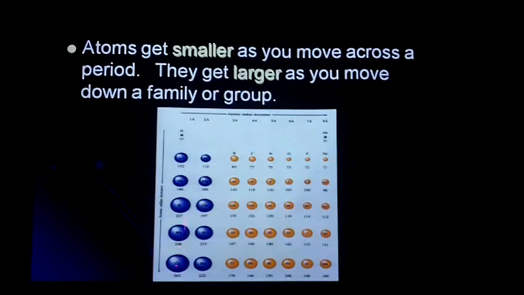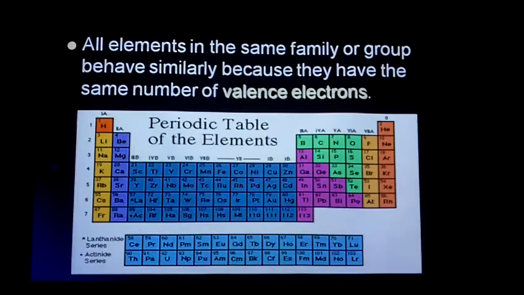As I move from top to bottom, electrons are being added to subsequently higher main energy levels. Therefore, the electrons that preceded them will partially shield them from the nuclear charge, allowing the atom to get larger and larger as they move down a column, down a family or a group. The point to remember is moving left to right, atoms get smaller. Moving top to bottom, atoms get larger.